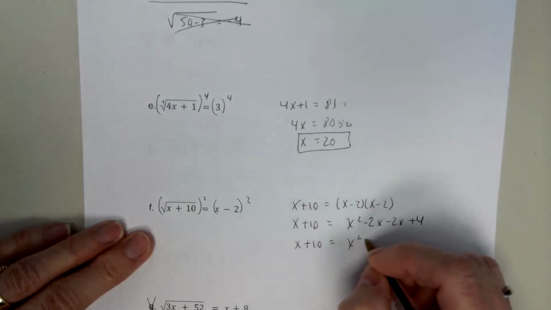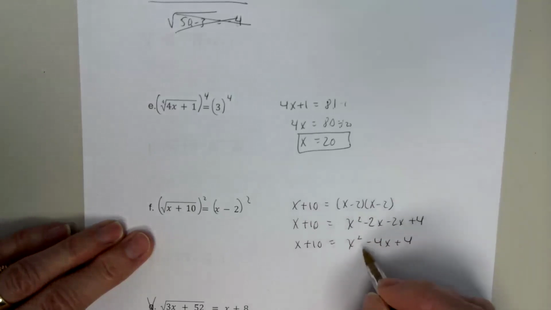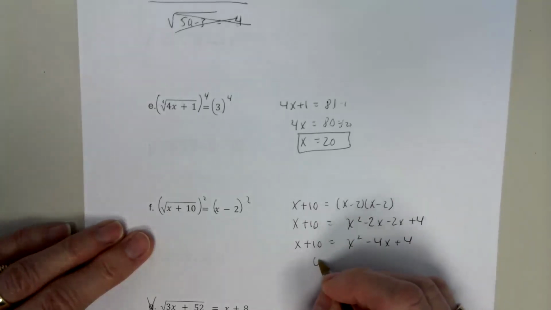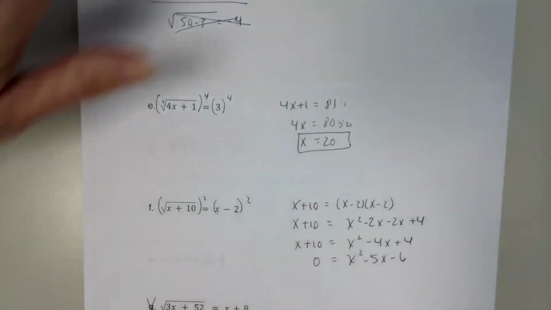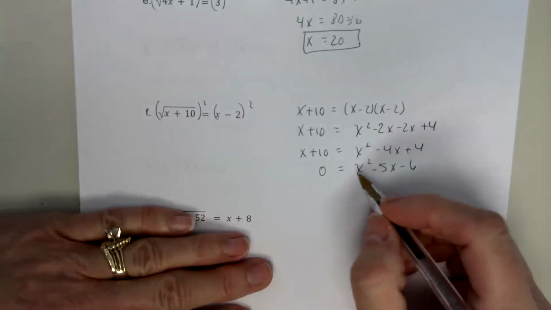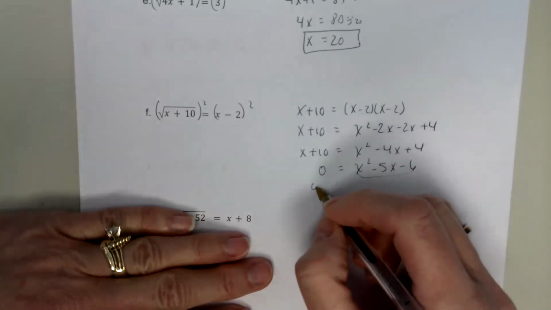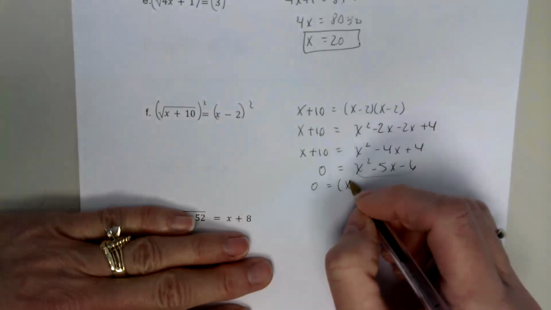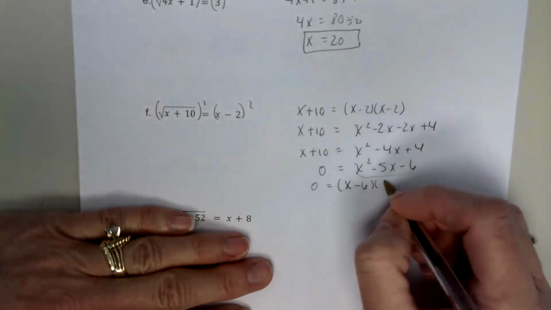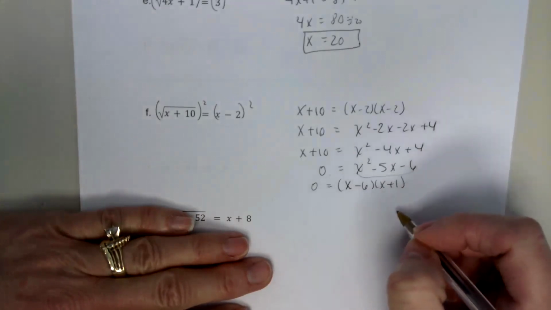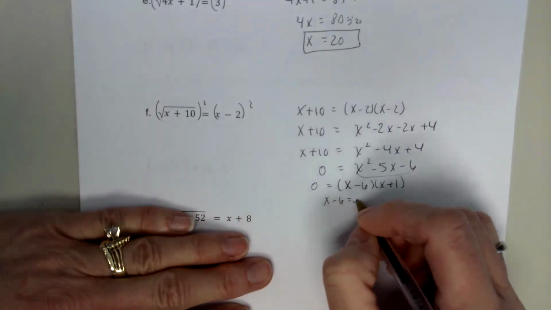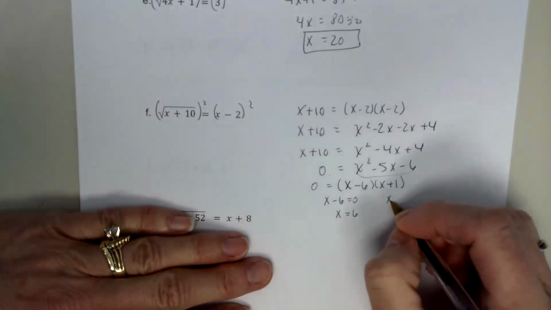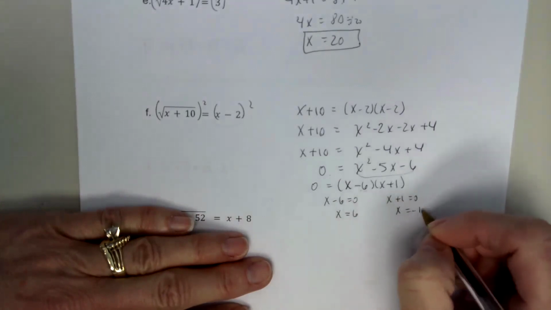And then combining like terms. And then I'm going to get everything to one side. So I'm going to have x squared, and I subtract x from both sides. I have minus 5x, and subtract 10, I have minus 6. Okay, and now I have a trinomial set equal to 0, which means I can try to factor this into x minus 6, x plus 1. I get a minus 5 and a minus 6. And then I can set each of those equal to 0 to solve.